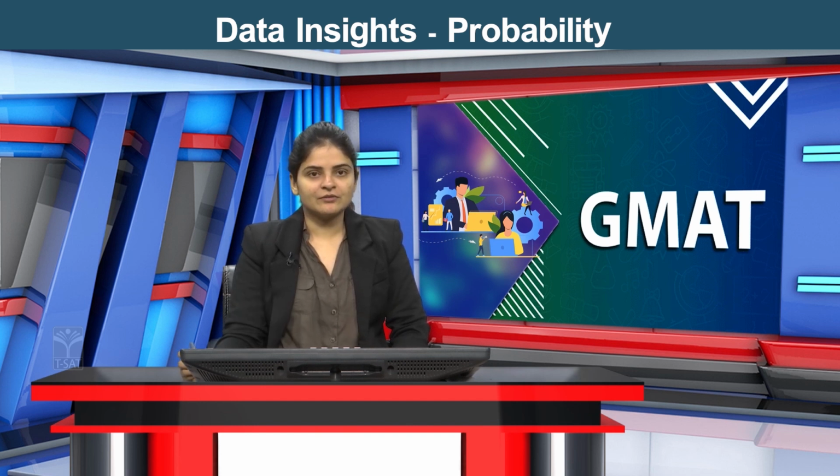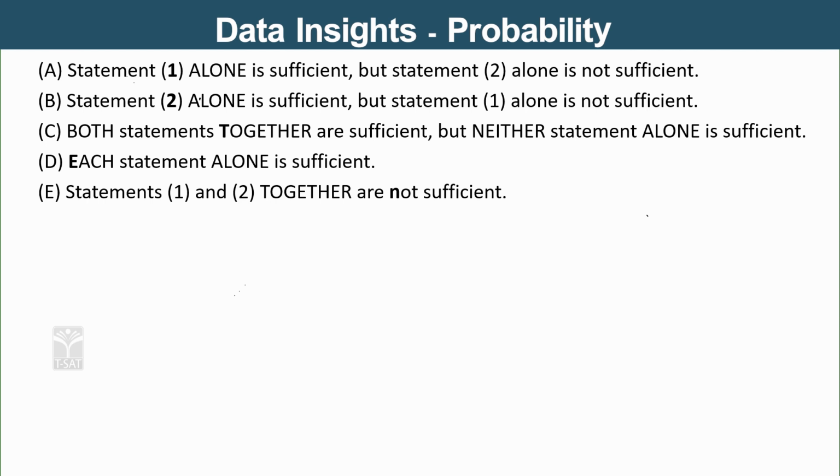These are the options for the answers for all data sufficiency questions. It is standard. So, answer option A is when statement 1 alone is sufficient, but statement 2 alone is not sufficient. Answer option B is when statement 2 alone is sufficient, but statement 1 alone is not sufficient. Answer option C is when both statements together are sufficient, but neither statement alone is sufficient to answer the question. Answer option D is when each statement alone is sufficient to answer the question, and answer option E is when statements 1 and 2 together are not sufficient to answer the question.